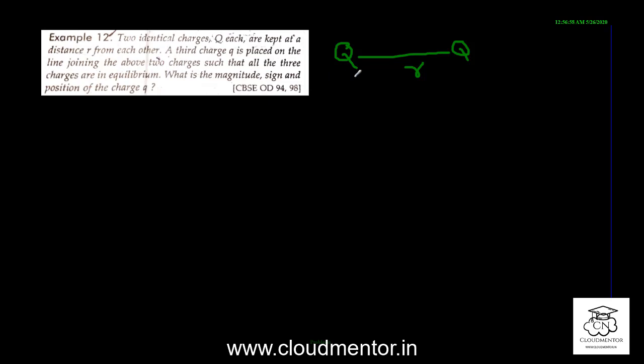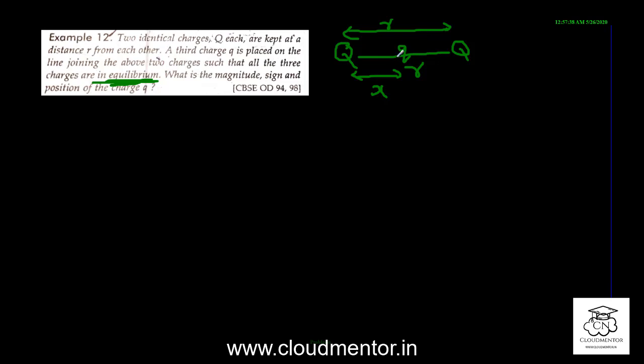So that third charge will be placed in the middle of those two charges. So it is like this, and the distance between them was r. So let this q be at a distance x from the Q. And here, what is the magnitude, sign and position of the charge if the charges are in equilibrium? That is the thing to be noted. They are in equilibrium.